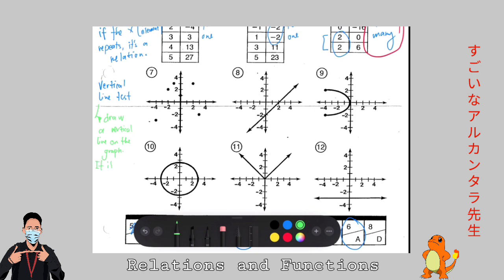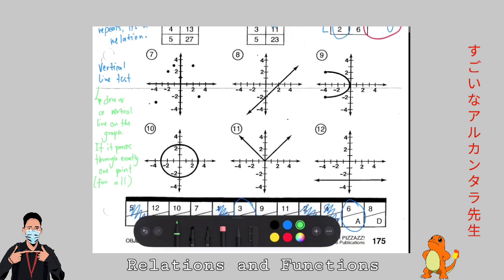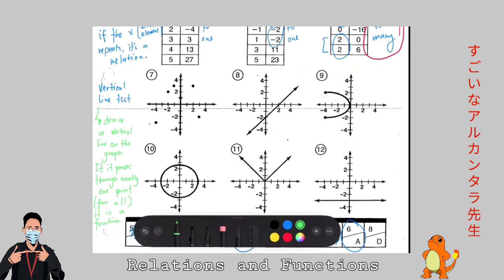If it passes through exactly 1 point for all. This should be true for all. It is a function. So to put this in practice, let's go with number 7.